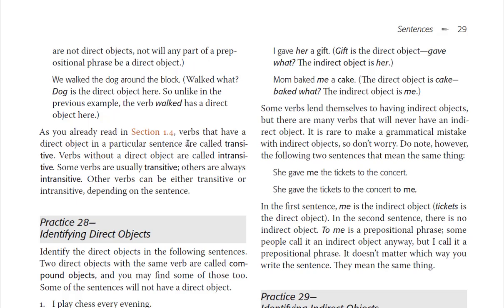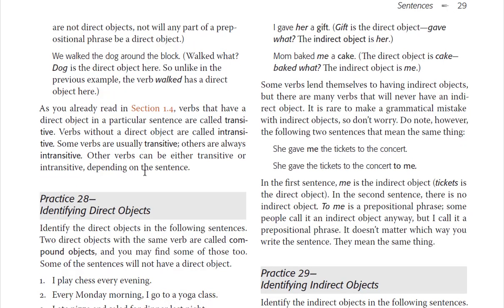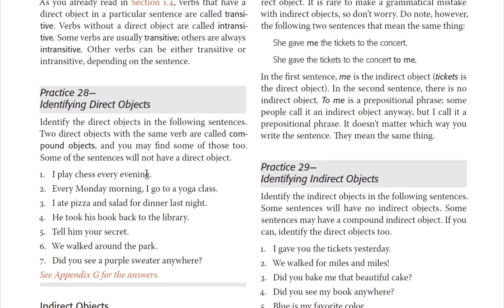As you already read, verbs that have a direct object are called transitive verbs. Verbs without a direct object are called intransitive verbs. Some verbs can be transitive while others can be intransitive. There's a list. You can Google transitive verb list, so you can find out which verbs always take a direct object, and you can Google a list of intransitive verbs, so you know which verbs do not take a direct object. And I think we're about to go into indirect objects.